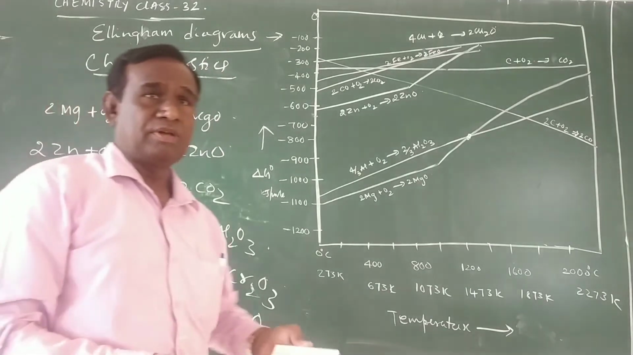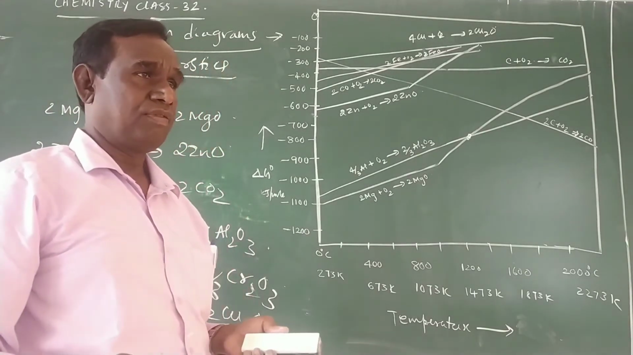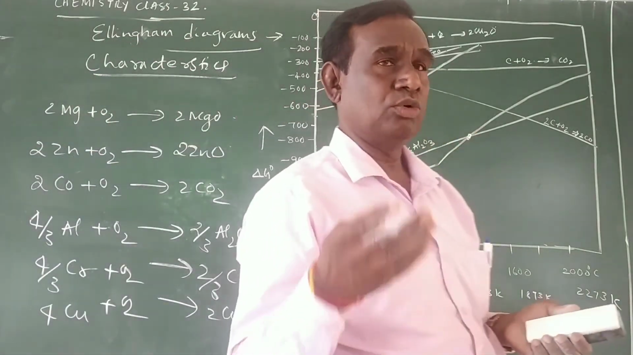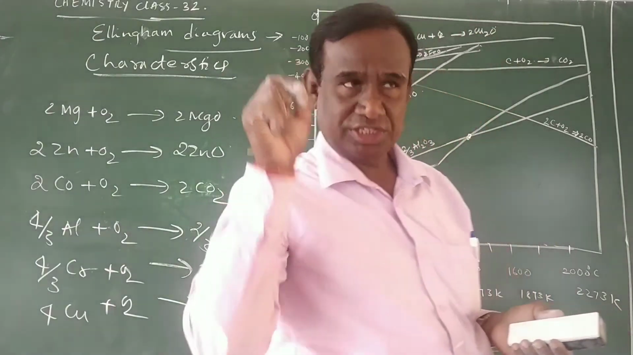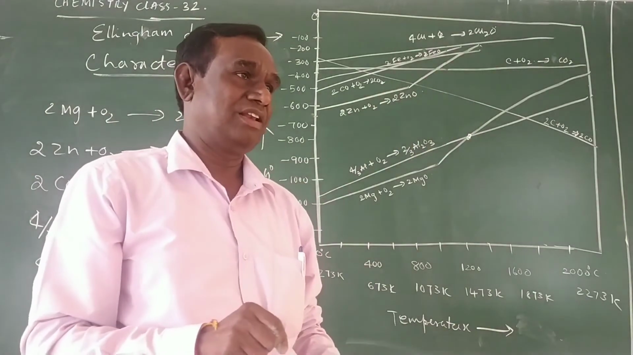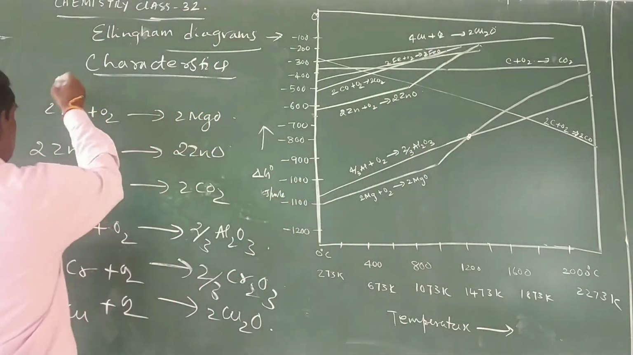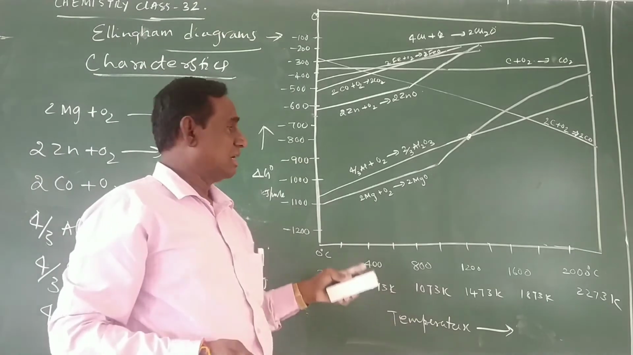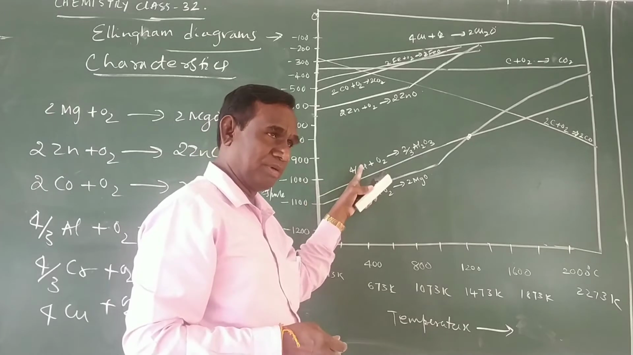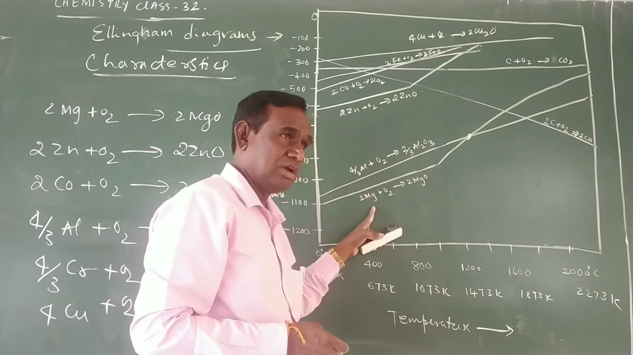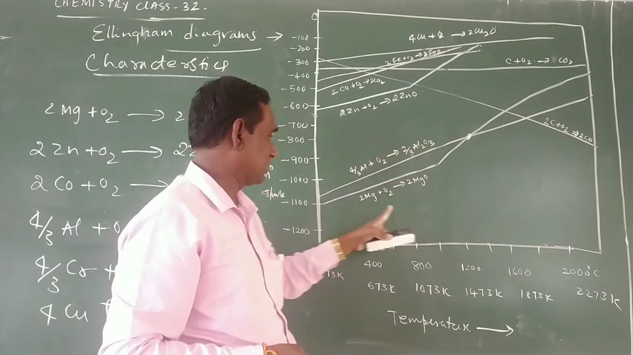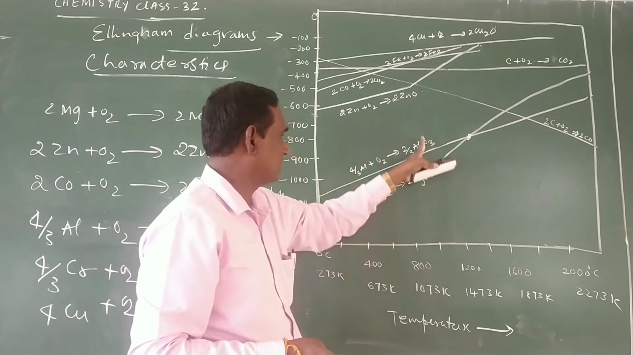First one, Ellingham diagrams are nothing but the plots of variation of delta G naught against temperature. Second one, Ellingham diagrams are very useful to select the suitable reducing agent for the reduction of metallic oxide into metal. And then third one. In the Ellingham diagram, the metal or metallic oxide which is placed below is more stable when compared to the metallic oxide which is placed above, you see.